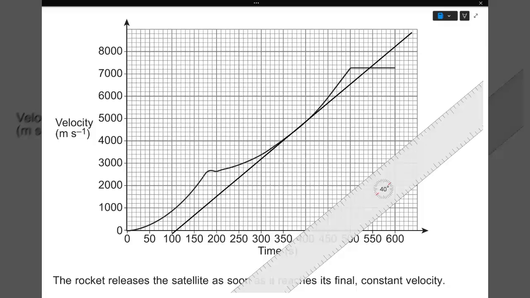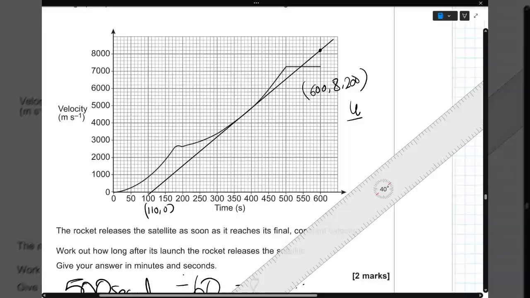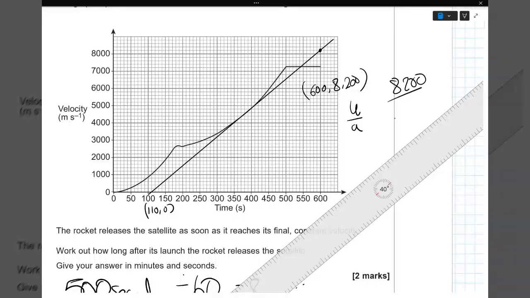I'm happy with that. So down here I've got a coordinate of 110 to 0, so I'll use that. And then we've got one there as well. That is 600 to 8,200. I think each of these, yep, they go up in 200s. So we'll use that, and this is going to be up divided by across. It's gone up by 8,200, and then we're dividing it by 490.